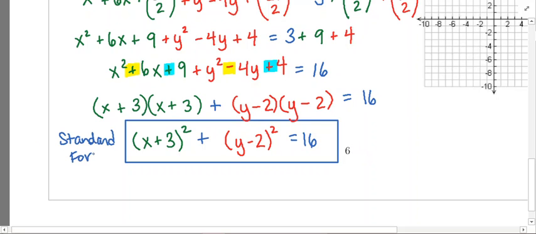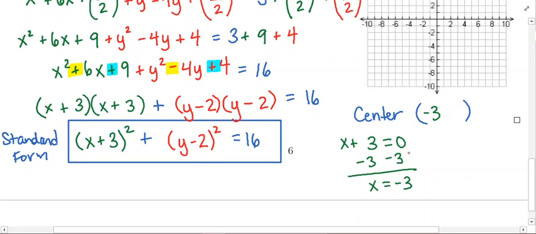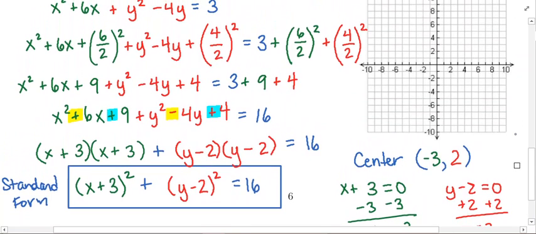All right, so let's go ahead and do that. For the center here, remember what we need to do. The center is going to be an ordered pair. We need to take the x quantity inside parentheses, which is x plus 3, set it to 0 and solve. So we're going to subtract 3 from both sides. We're going to get that the x coordinate of the center is negative 3. And then to get the y coordinate of the center, we need to take the quantity inside parentheses with the y, so the y minus 2, set it to 0 and solve. So add 2 to both sides. We're going to get y is 2. So the center is located at the point negative 3, positive 2. So that's going to be right here.